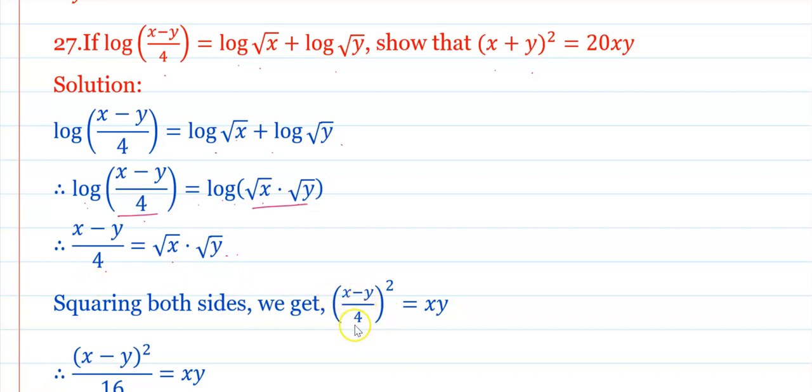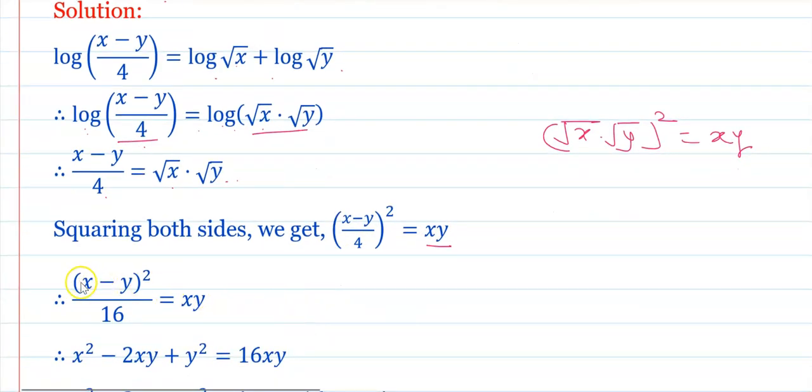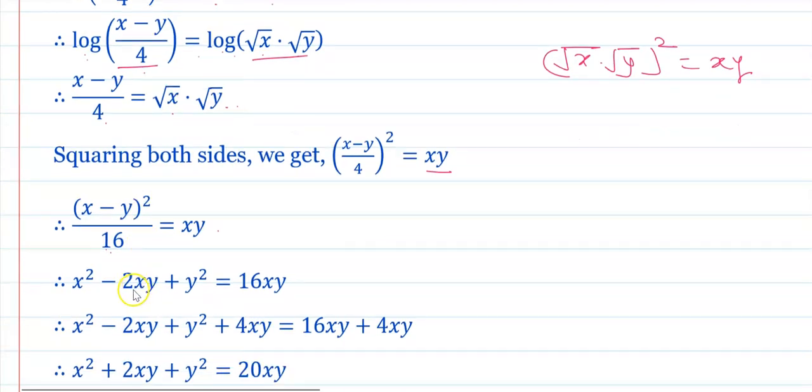That (x minus y upon 4) bracket square is equal to the square of this, that is, root x into root y. Its square will give x into y, and therefore here you will get xy. Again (x minus y) bracket square upon 16, since the square of 4 is 16. Cross multiplication: (x minus y) bracket square expanded, x square minus 2xy plus y square is equal to 16xy.